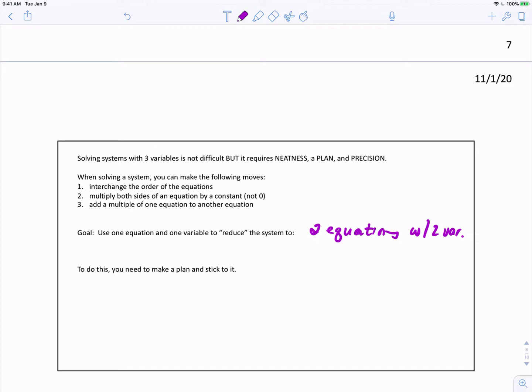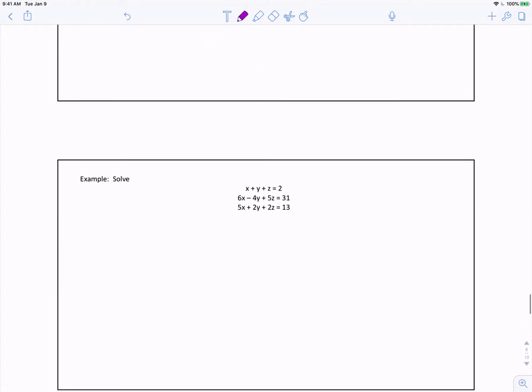All right, so if you've never done this before, I'll try to help you figure out how to make your plan, because that's probably the hardest part. So here's our first example. We're going to solve this system. So my plan is going to be to take my first equation, and I'm going to use it to eliminate y in the other 2 equations. That's my plan. My plan is to eliminate y using equation 1, the first one in the list.